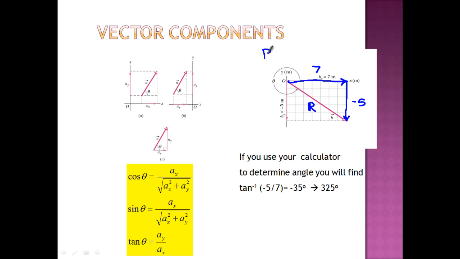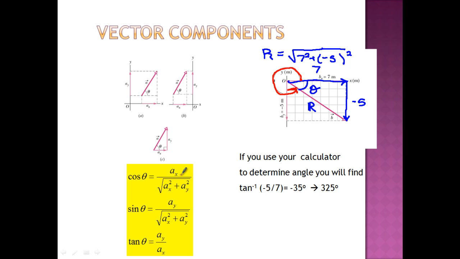So r equals square root 7 squared plus negative 5 squared. But since it's a vector, we also need to know this angle in here. So to determine this angle, we use the tangent. So the inverse tangent of the opposite, which is negative 5, over the adjacent, which is 7, gives us an angle of negative 35 degrees. Or if we wanted it not negative degrees, we'd measure it the whole way around, which would be 360 minus the 35 degrees, which gives us 325 degrees.